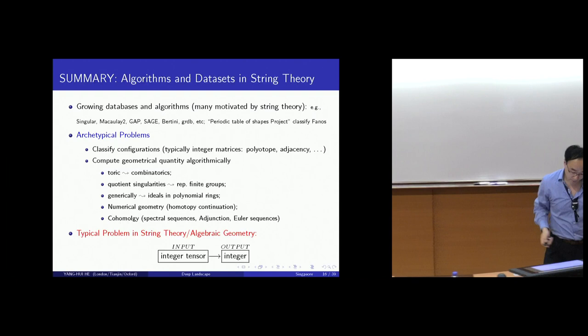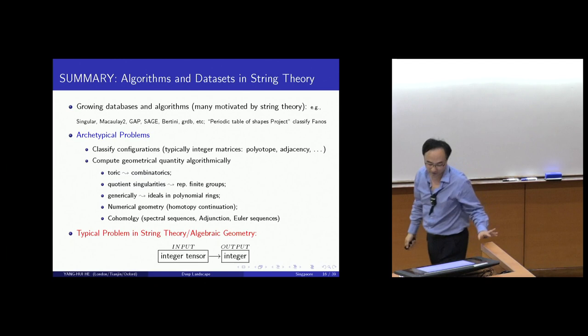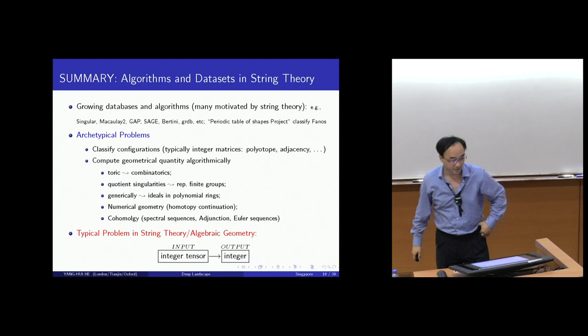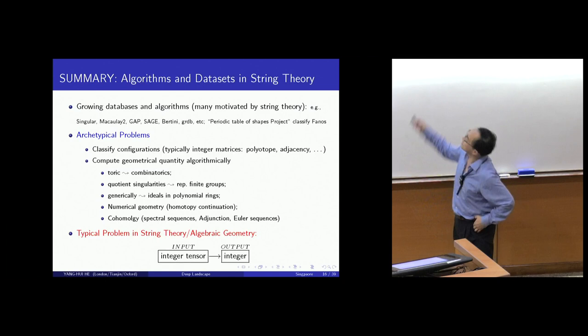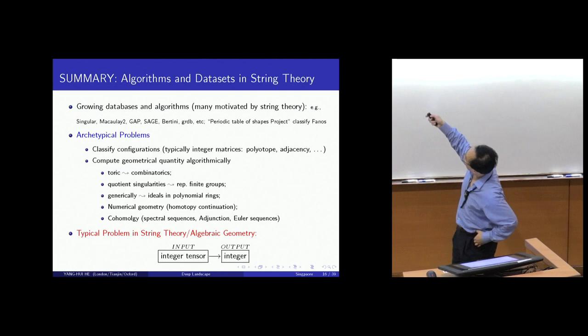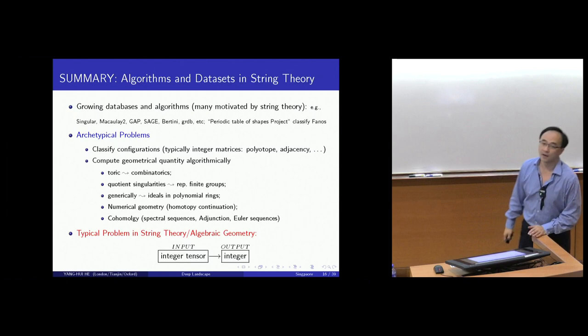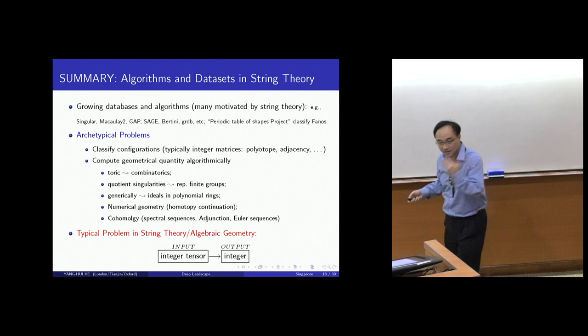And then what you do is from this classification, you compute the geometrically relevant quantity, which is associated to the relevant physics. In the toric case, you do some combinatorics. In orbifolds, you do some representation theory of finite groups. Generically, of course, you're dealing with ideals in polynomial rings, and this is where you have to compute everything by Gröbner basis, and it's very, very expensive. There are other things you can do, like numerical geometry, using methods like homotopy continuation. And then you typically compute cohomology, which we know what to do, the methods are there, and they're all very, very expensive. But whatever it is, the typical problem in this setting is that you have some kind of integer tensor input, and you want an integer out of it.